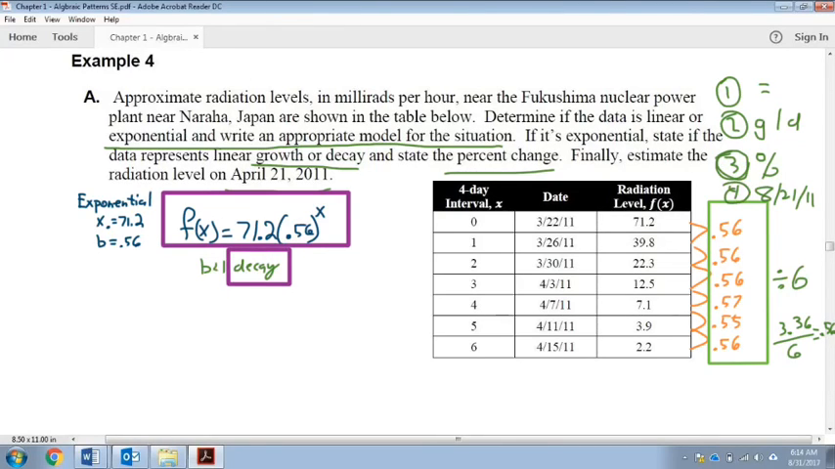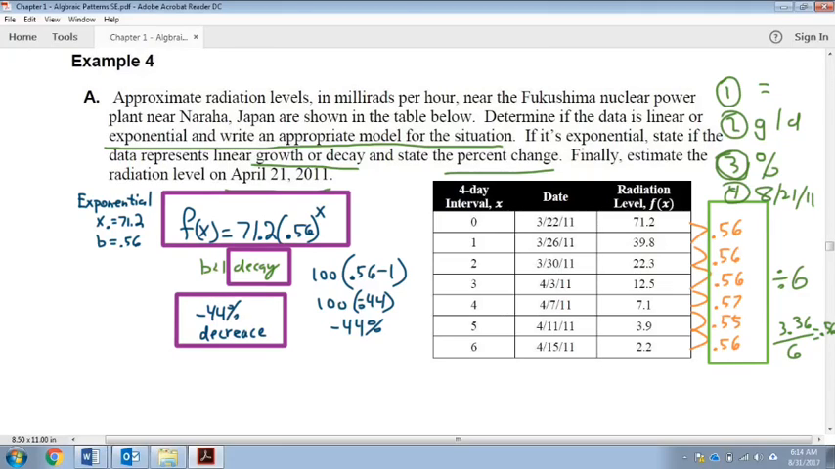Now 0.56. Remember, to find the percentage, we take your B value, find the difference between your B value and 1, and then multiply it by 100. So 0.56 minus 1 is negative 0.44, times 100 is negative 44. So it is a 44% decrease.